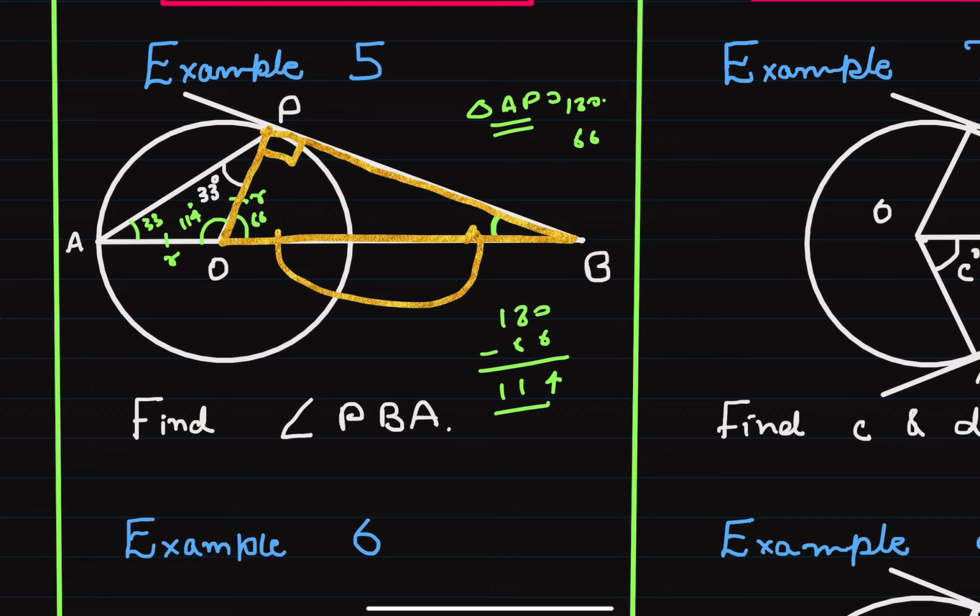So 90 minus 66, because these two angles should sum to 90. One is 90, so the sum of the other two should also be 90. So 90 minus 66 is 24. I hope it is clear.